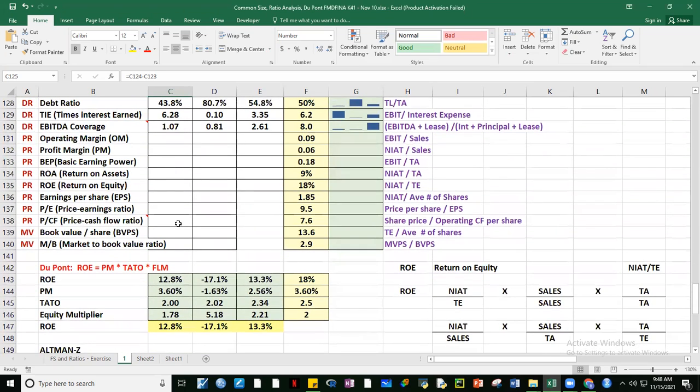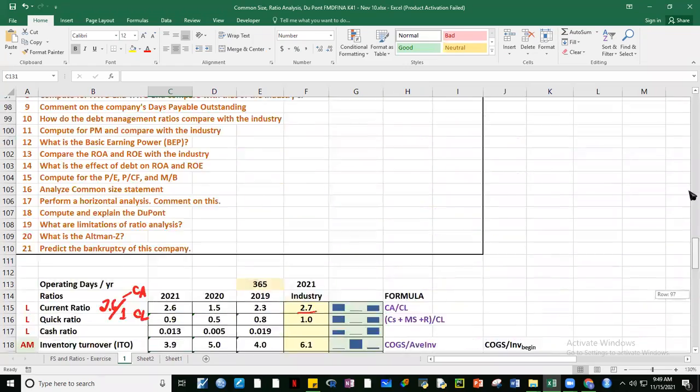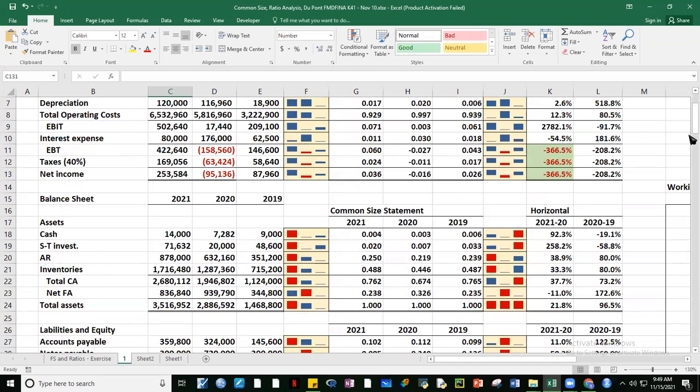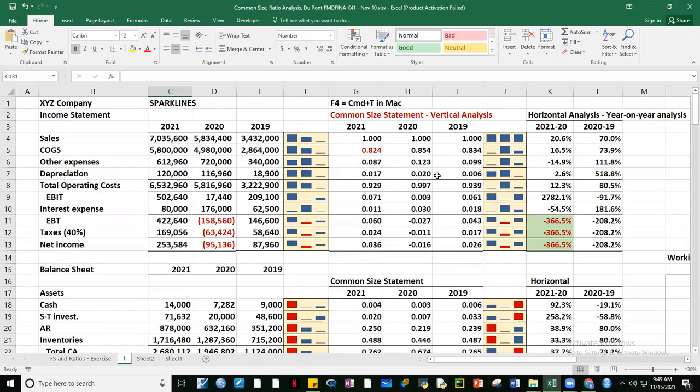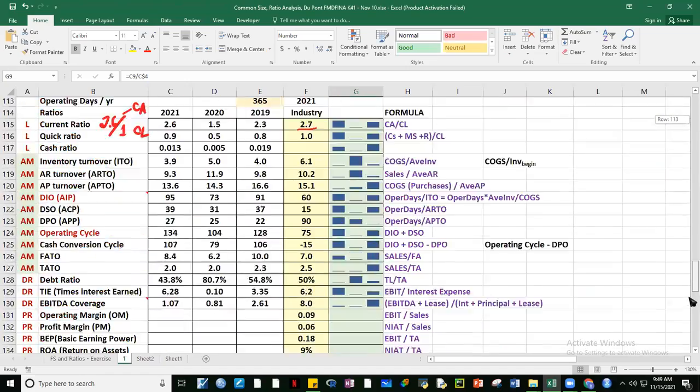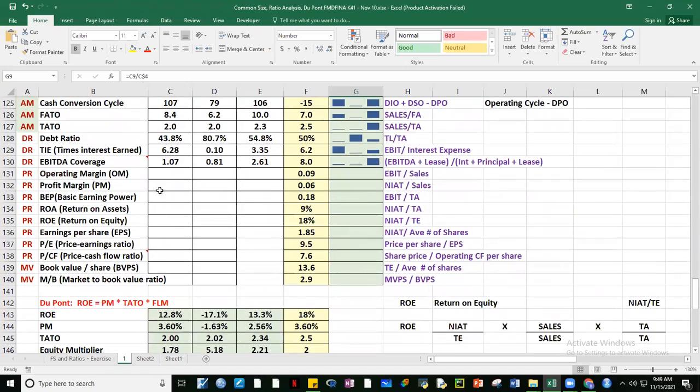Let's go now to the remaining ratios, yung profitability ratio at saka yung market value ratio. First is operating margin. Tingnan niyo yung formula, EBIT over sales. Okay, in fact, andito na yan sa vertical analysis. Ito na yun EBIT over sales. Ito. Yan. So that's 0.0717 centavos. But let's just write the formula.